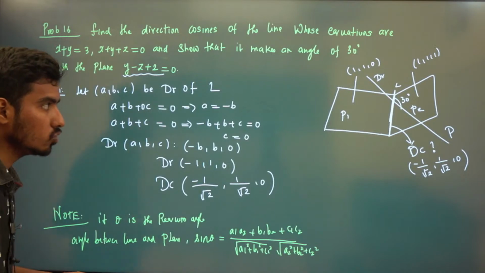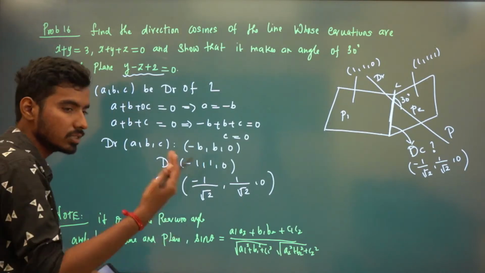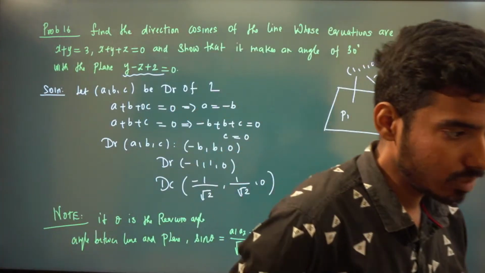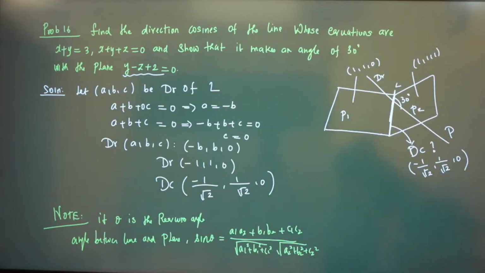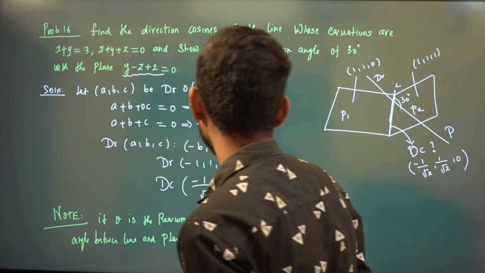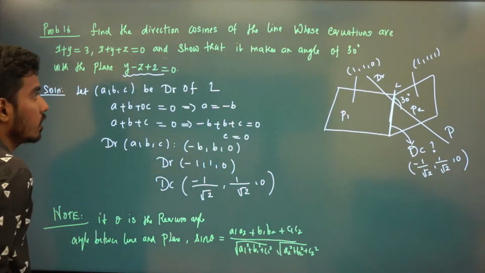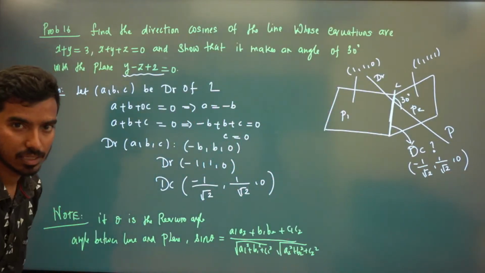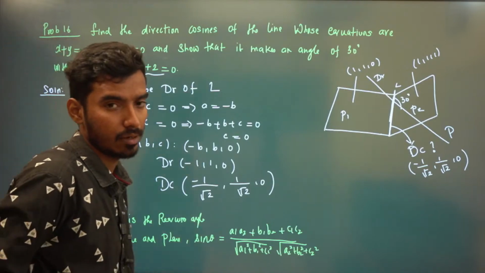So you can easily do this problem, right? Actually, cos of pi by 2 minus theta will be the angle between line and plane. Cos of pi by 2 minus theta is sine theta. So just remember, if you want to find the angle between a line and a plane, it will be sine theta, not cos theta. Only for the angle between a line and a plane, right? Okay.